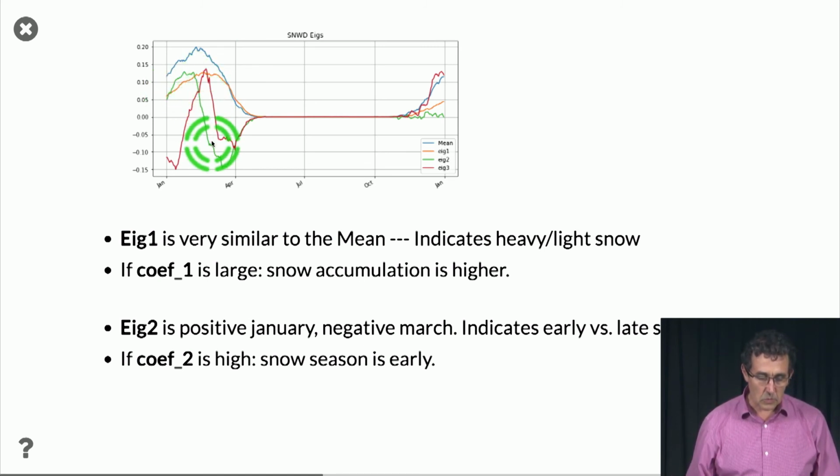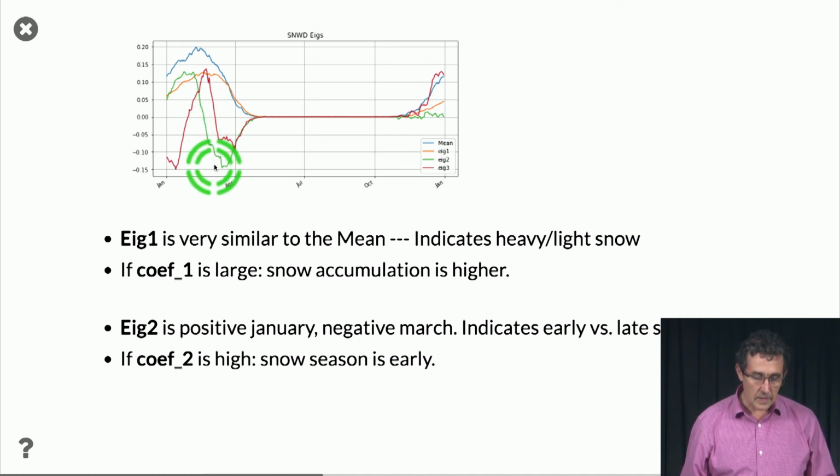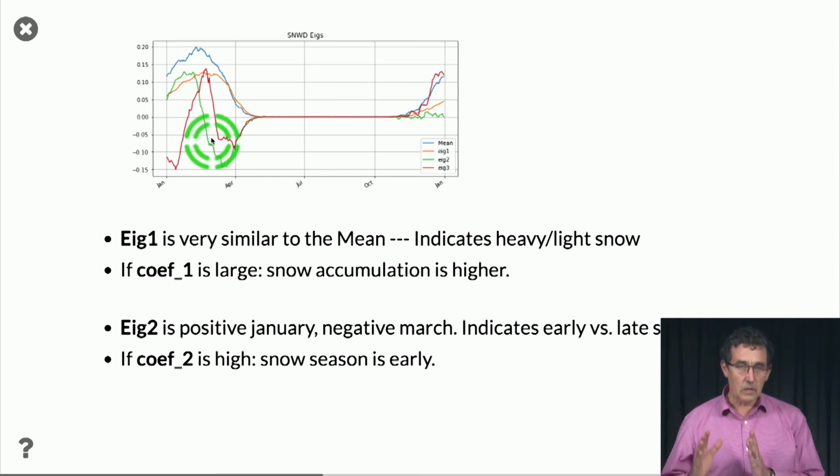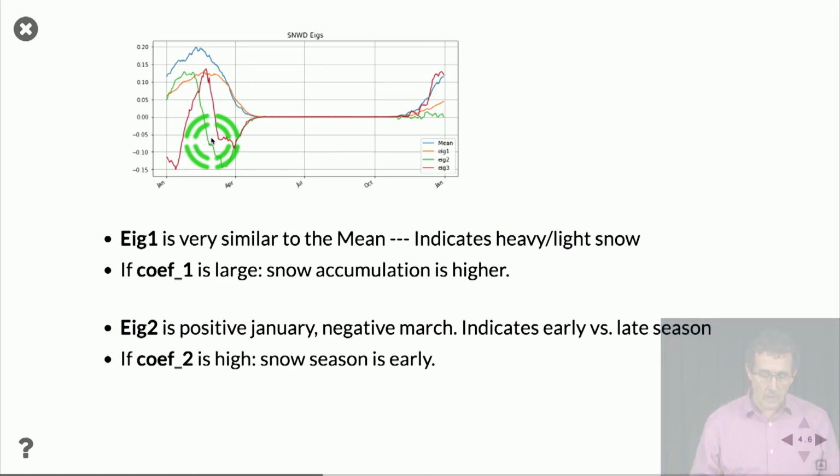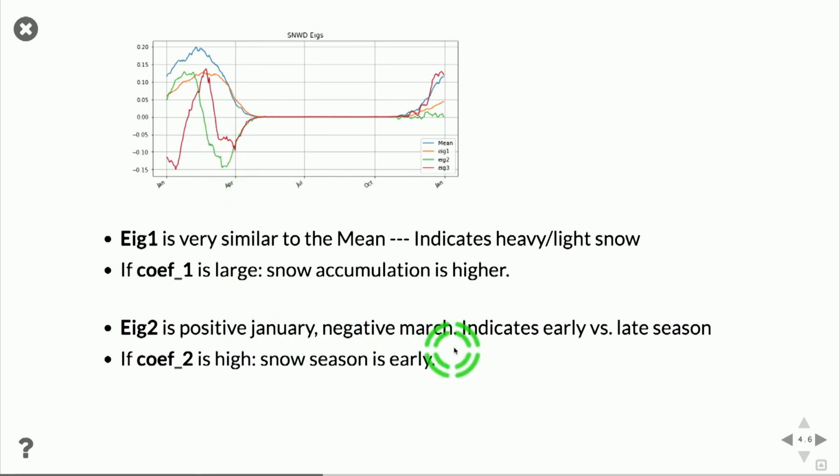Eigenvector 2 is much more interesting. It basically is positive in the first part of the winter here, and it is negative in the latter part. So what does that mean? It means that if you add this vector, the green vector, to the mean, it basically shifts the peak to early on in the winter. And if you subtract it, it shifts it to later on in the winter. So this is basically representing whether snow is late or early.